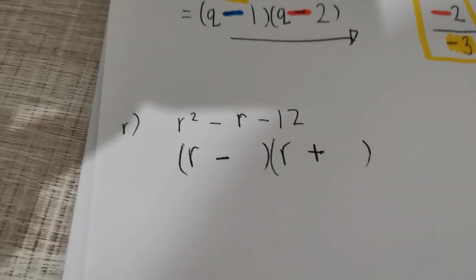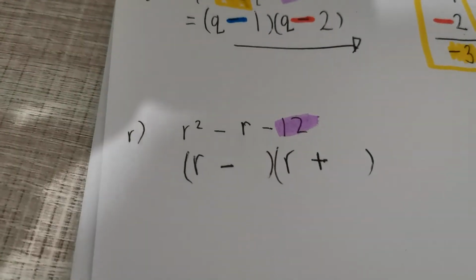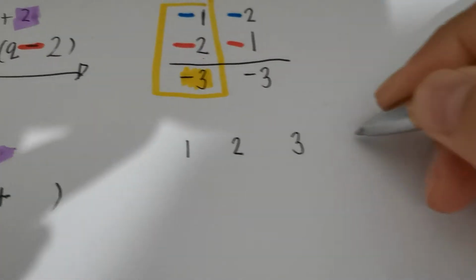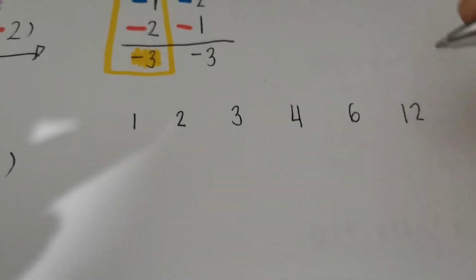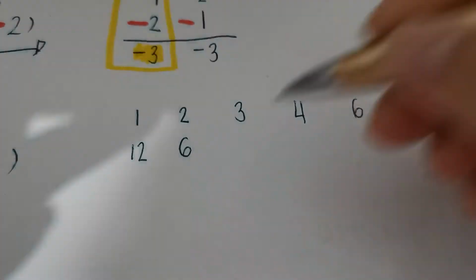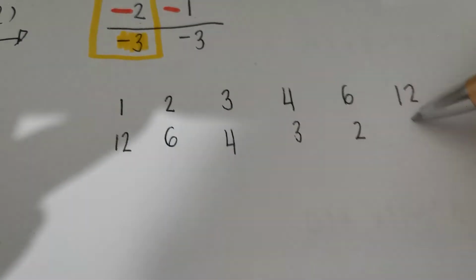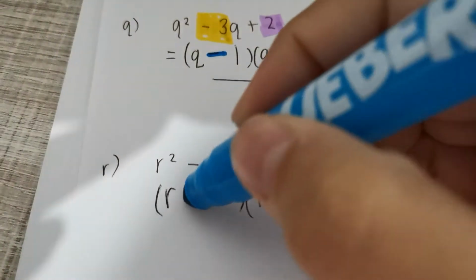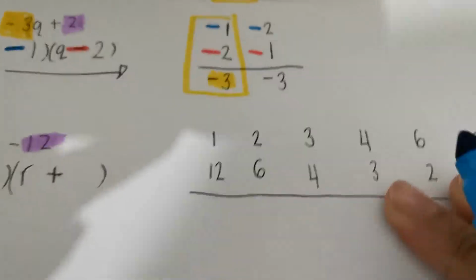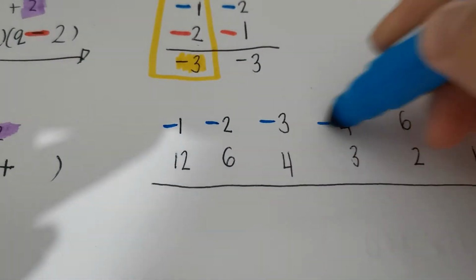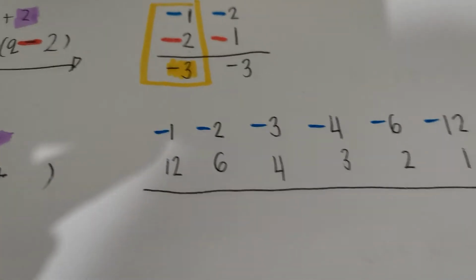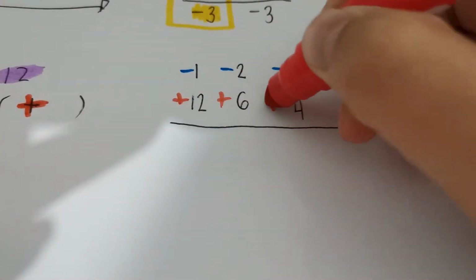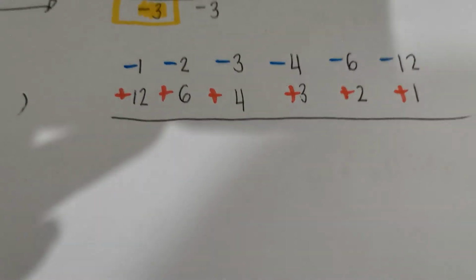All right. Let's highlight. 12. I need the factors of 12. So 1, 2, 3, 4, 6, 12. Reverse. Okay. Blue. So let's move this. Blue, blue, blue. Pink, pink, pink.